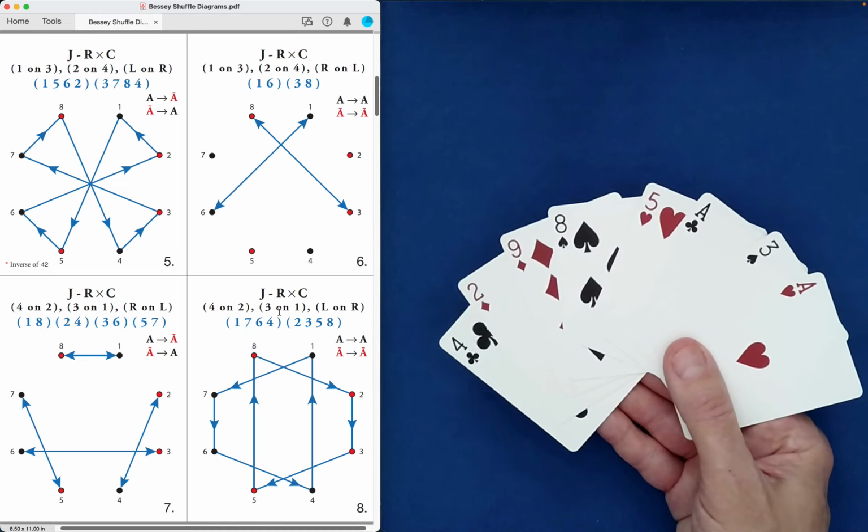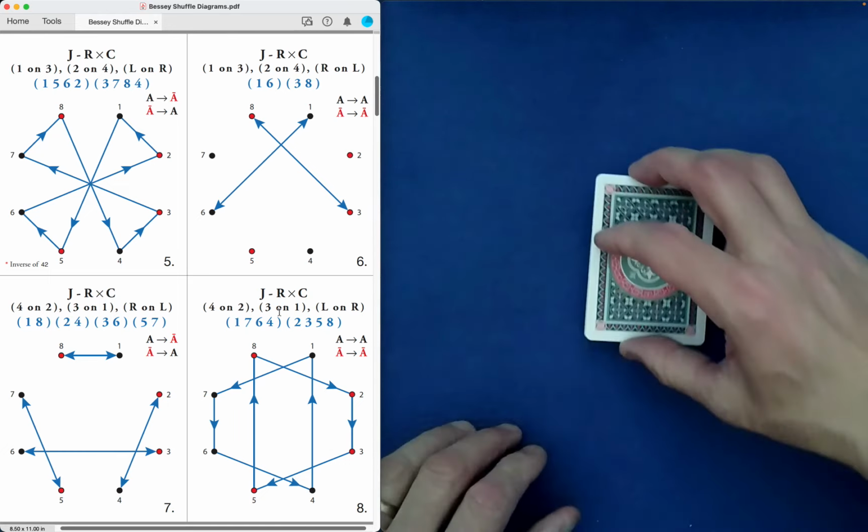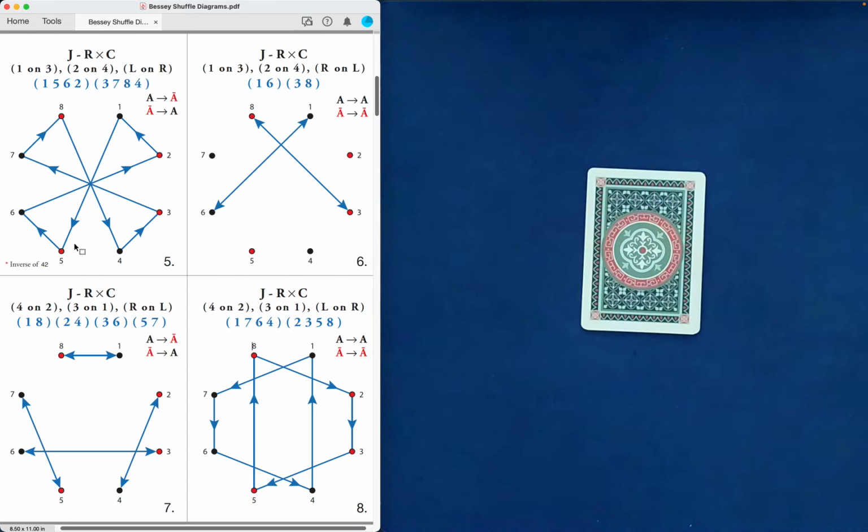Okay, now the claim is, because these are Bessey sequences that we're studying in this little series, each and every one of these shuffles over here will preserve or invert it. Now, we know what number 5 does. In fact, maybe we'll try to do it in the order that we did. So I think we did 6 first. Well, performing that, we don't actually invert anything.